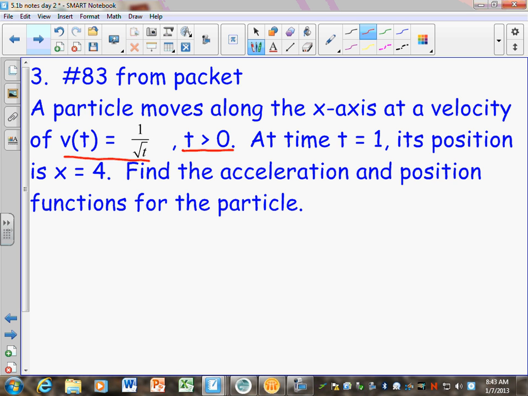They're also giving us some information, just like the problems that we just did, only now it's written as a story problem. It says at time t equals 1, its position is x equals 4. If you want to shorten that up a little bit, I think we usually use s for position function. We could say at 1 second, the position is 4, or I guess they use x, so I'll use x. That's weird. x of 1 equals 4. And they want you to do two things. They want you to find the acceleration and the position functions for the particle.